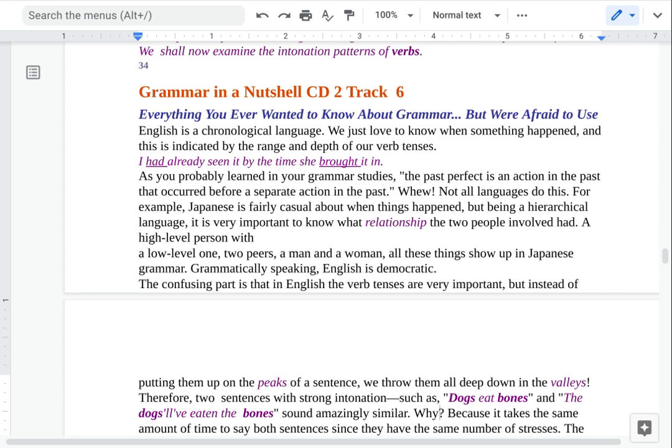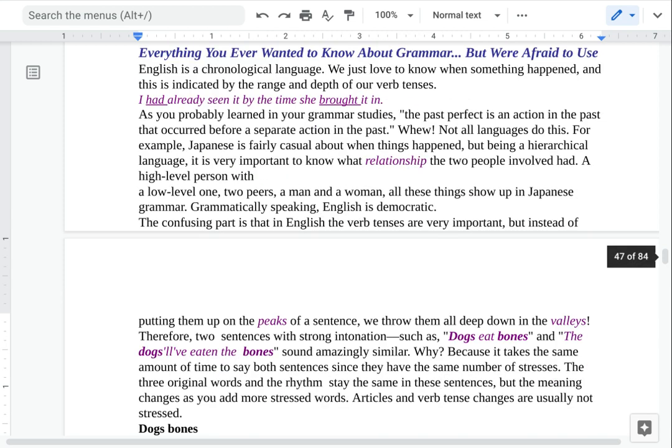Articles and verb tense changes are usually not stressed. Now, let's see how this works in the exercises that follow.